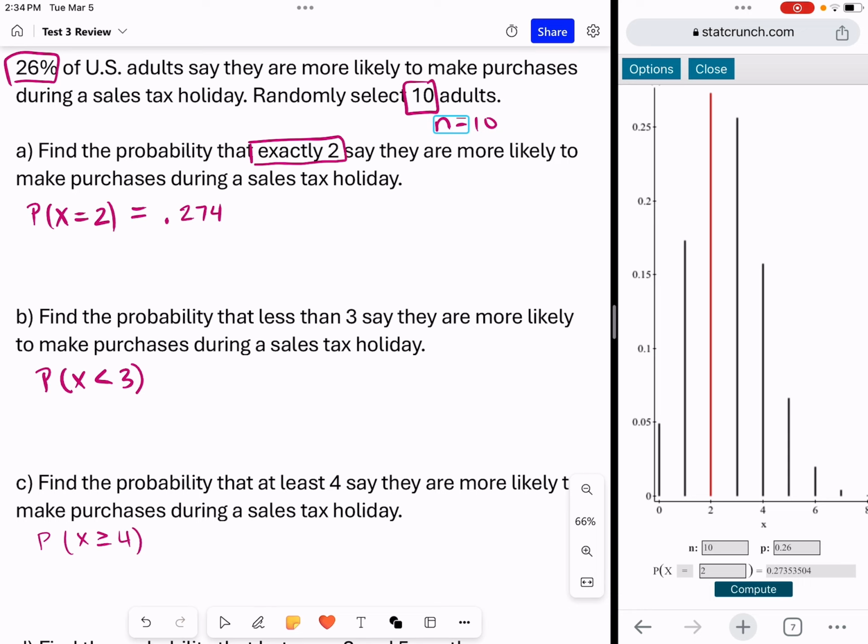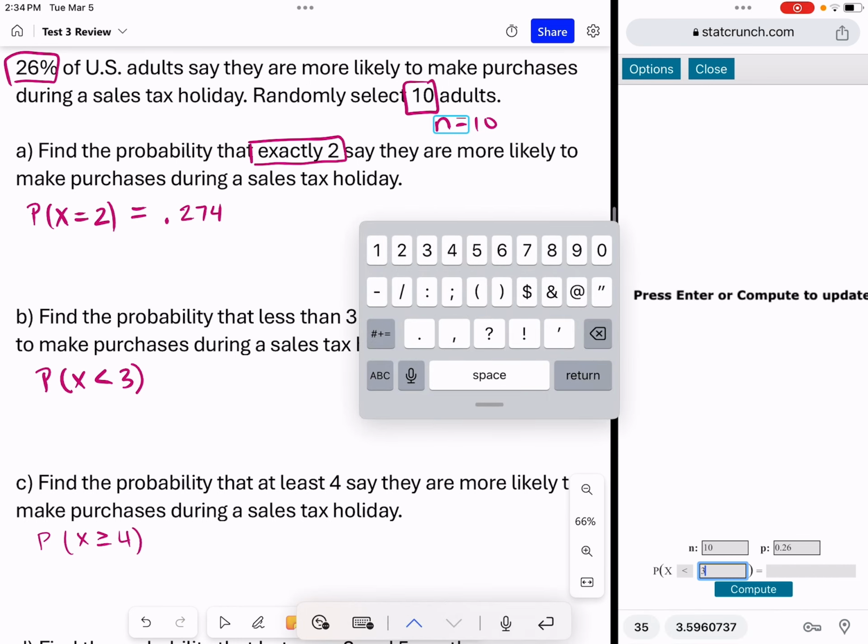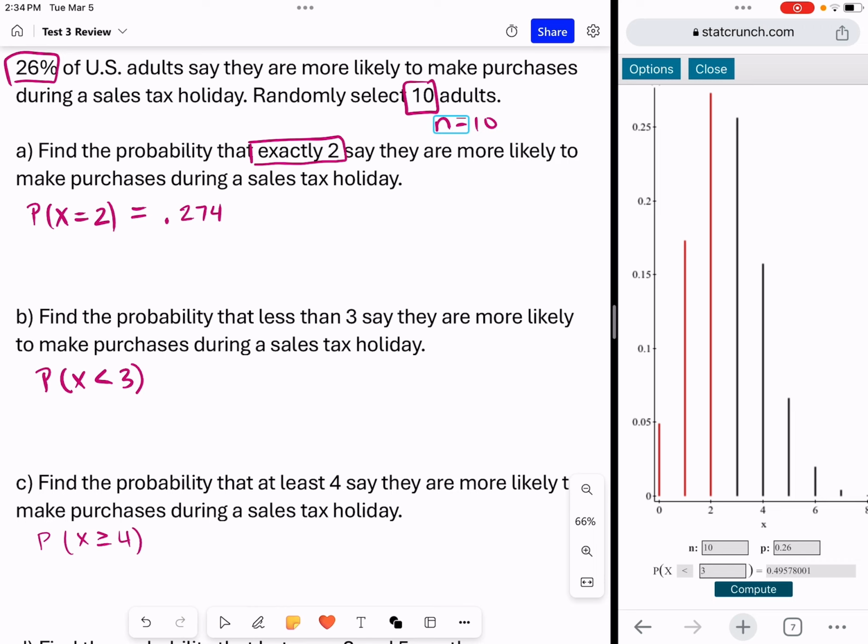If I want to find the probability for B, find the probability that less than 3 say that, then I need to change my symbol to less than, and my number to 3. And almost half. So that's going to be 0.496. Again, just round it to 3 decimal places. Of course, round to whatever Pearson tells you to round to when you're putting these answers in the test.